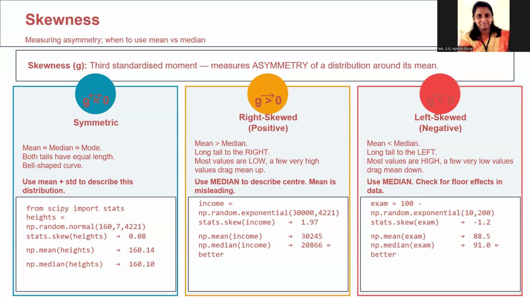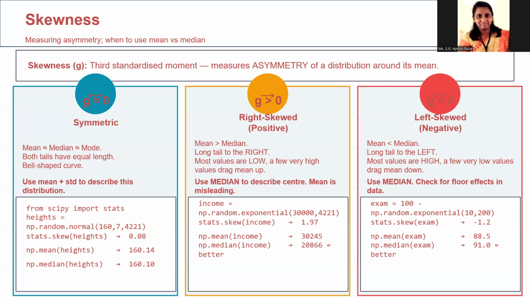Next is the right skew distribution, where G is greater than 0, that is positive skew. When skewness is positive, the distribution has a long tail extending towards higher values. Most data values are low, but a few very high values pull the mean upward. So use the median to describe the center. The mean is misleading here, as mean is greater than median. So there is a long tail to the right, most values are low, and the high values drag the mean up.